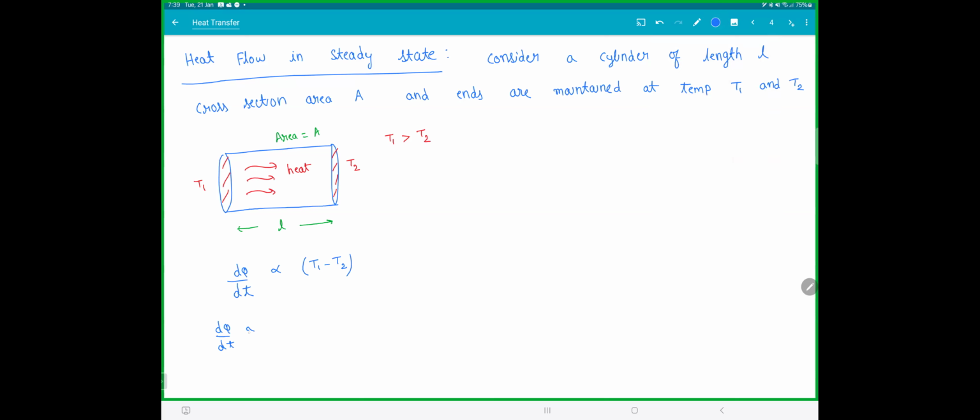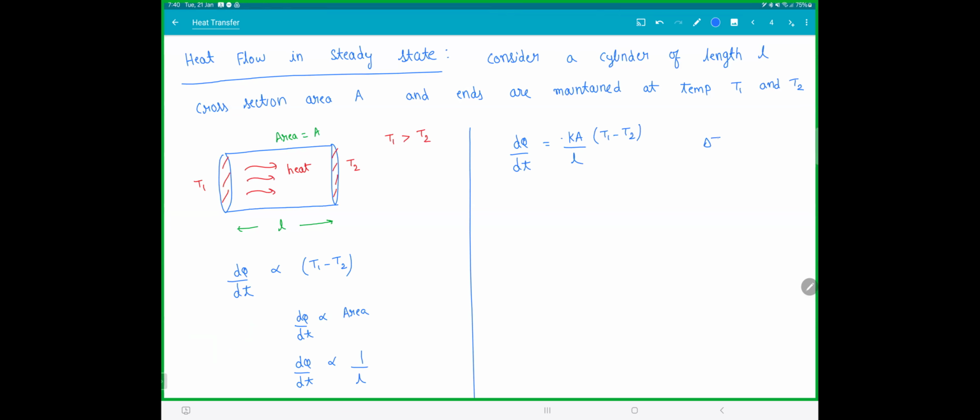Dq by dt is also proportional to area. More area, more heat will flow. Dq by dt is also inversely proportional to the length. The longer the rod, more difficult for the heat flow. So if you combine all this, the formula becomes dq by dt is equal to K A (T1 minus T2) by L.